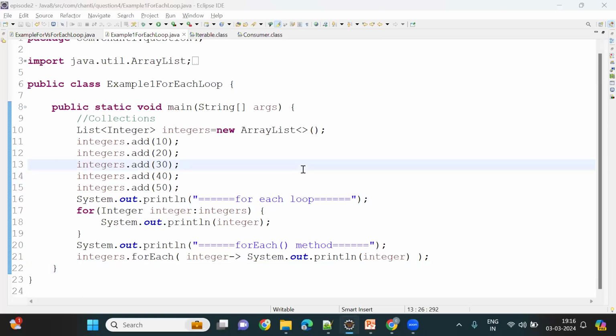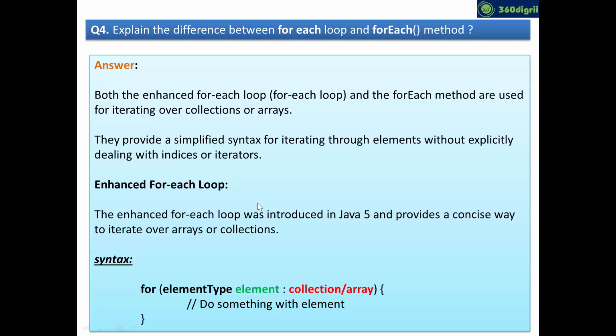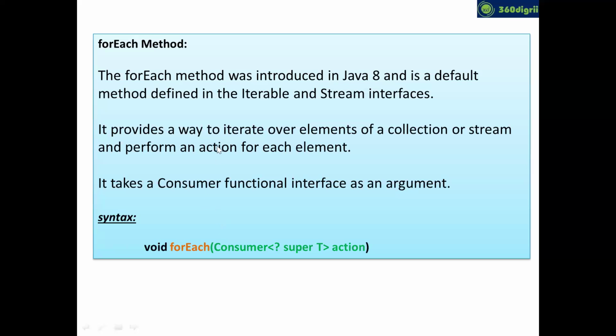Okay, good. And yeah, these are the syntaxes which I have written in the slide. On the down side, you can see the syntax of the for-each loop. And on the next slide, you see the syntax of the forEach method. The forEach method was introduced in Java 8, and it provides a way to iterate over the elements of a collection. And it takes a consumer functional interface. Just now I gave the example.